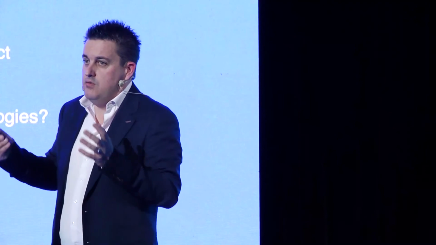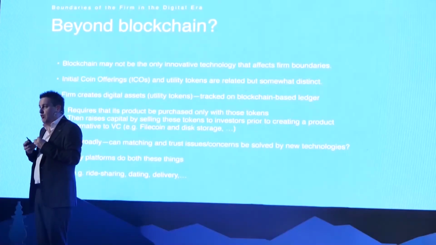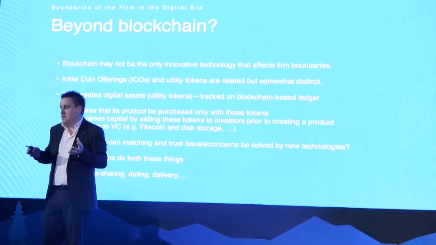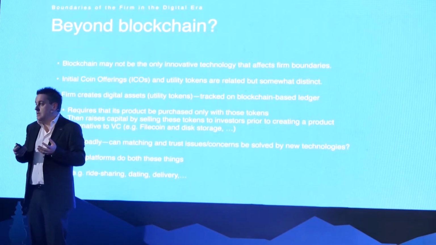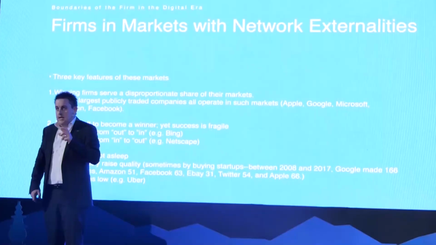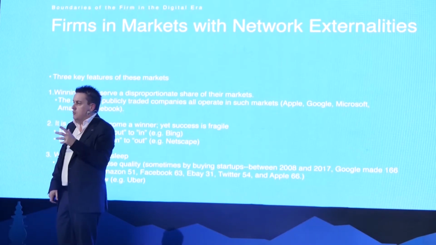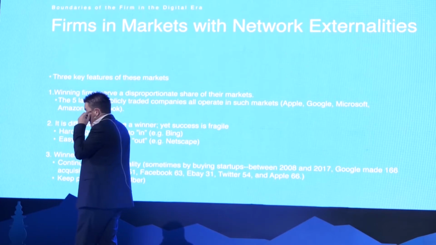And of course, the general question about solving matching and trust problems is something that goes well beyond blockchain technology. We're already seeing that for many years now on platforms to do with ride sharing or deliveries of various kinds, or even dating and so on. So it's a broader question about the role that new contracting technologies can have on what happens in markets versus firms. So the second thing that I wanted to talk about, and this is switching gears a little bit, but it's on the same general topic, is about firms in markets with network externalities.